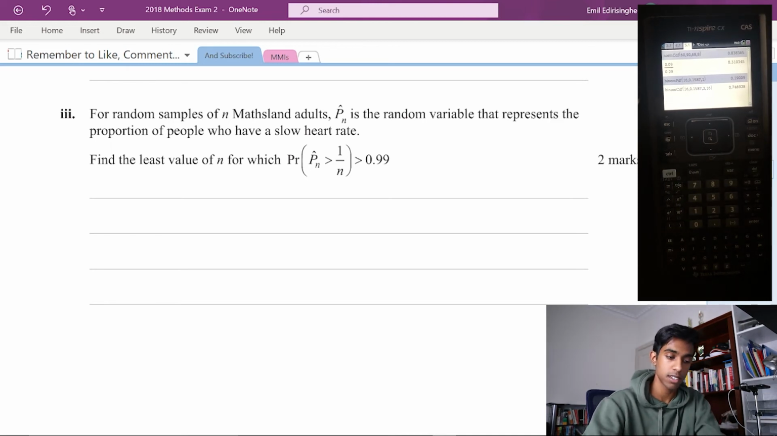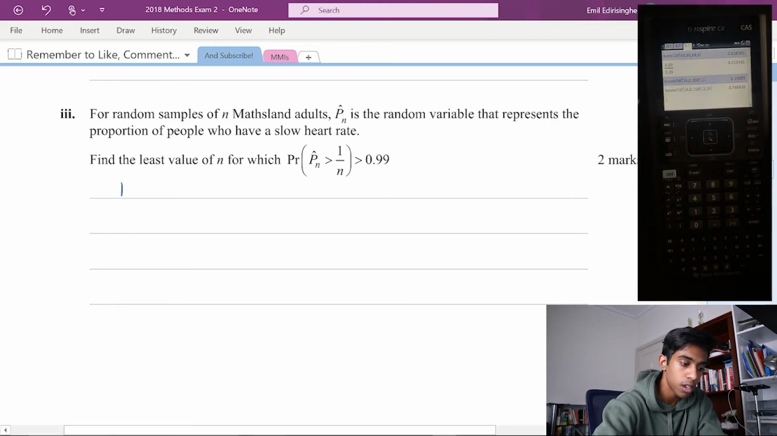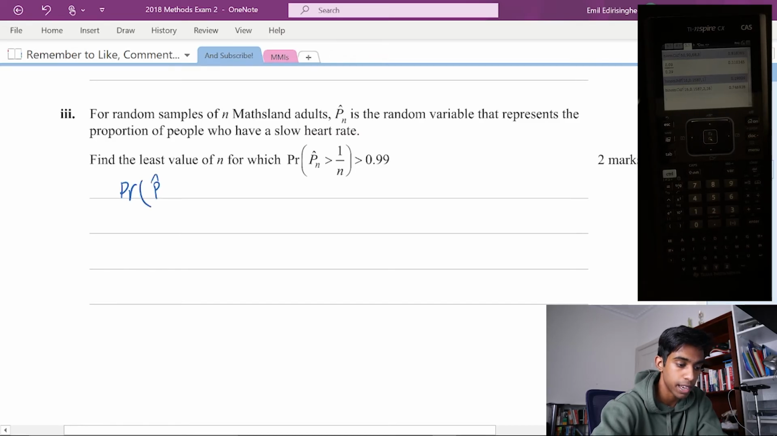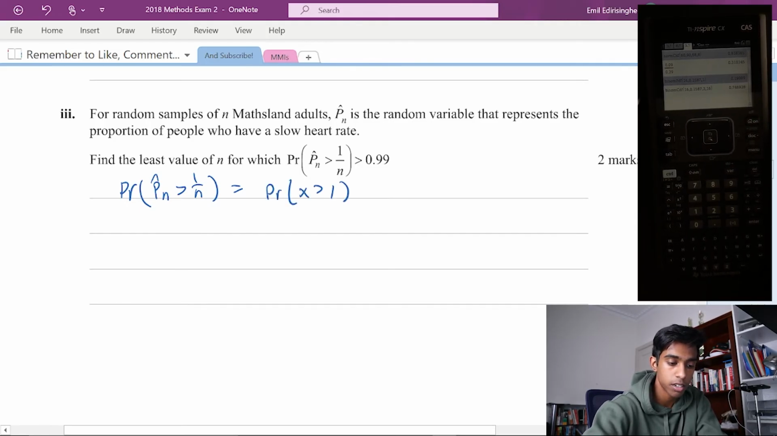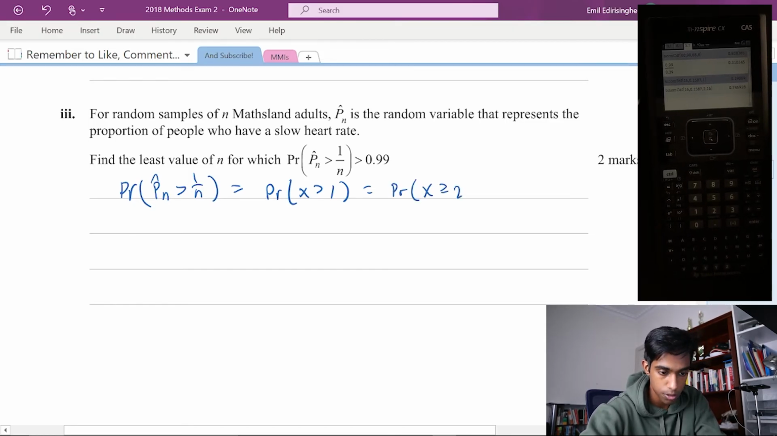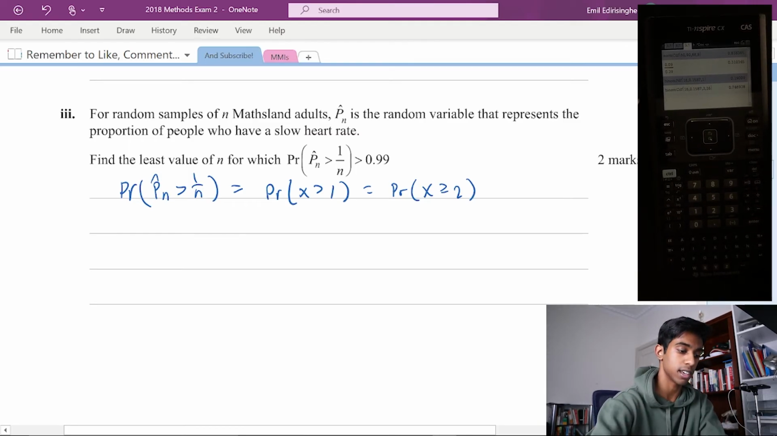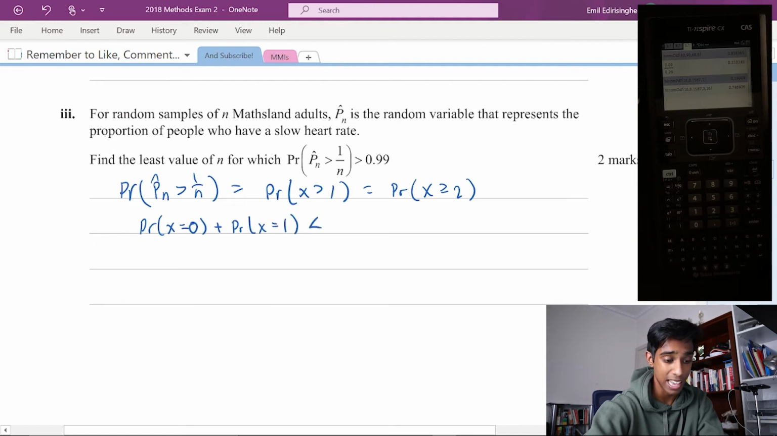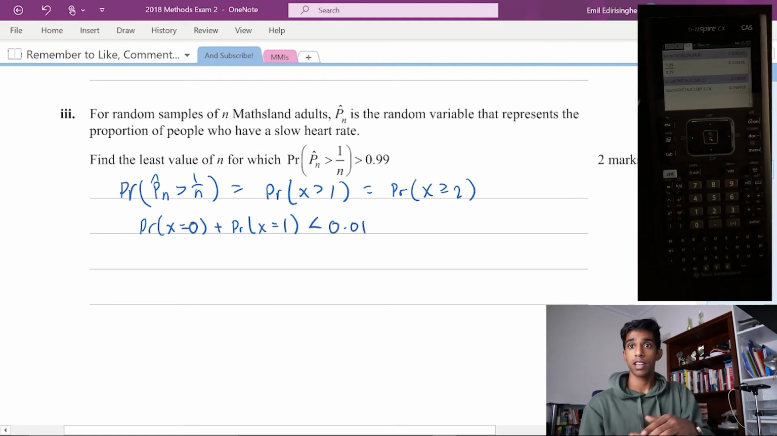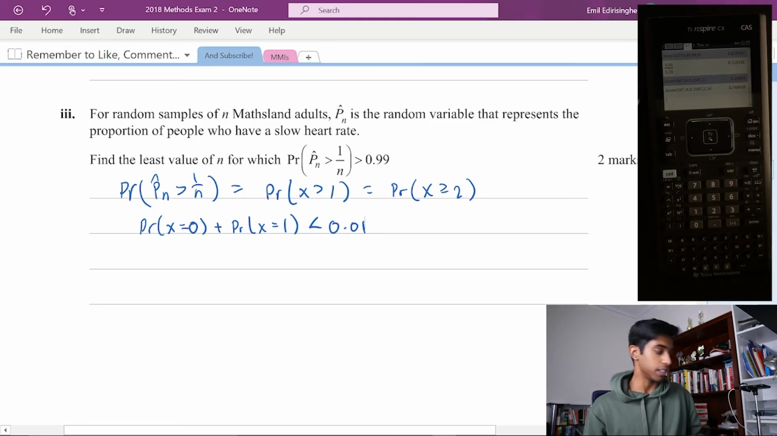So the way we go about doing this is we say that the probability that p hat n is greater than 1 on n is equal to the probability that x is greater than 1, which is equal to the probability that x is greater than or equal to 2. And we want this to be greater than 0.99. So this is essentially telling us that the probability that x equals 0 plus the probability that x equals 1 is less than 0.01. And now this we can work out fairly easily on the CAS.